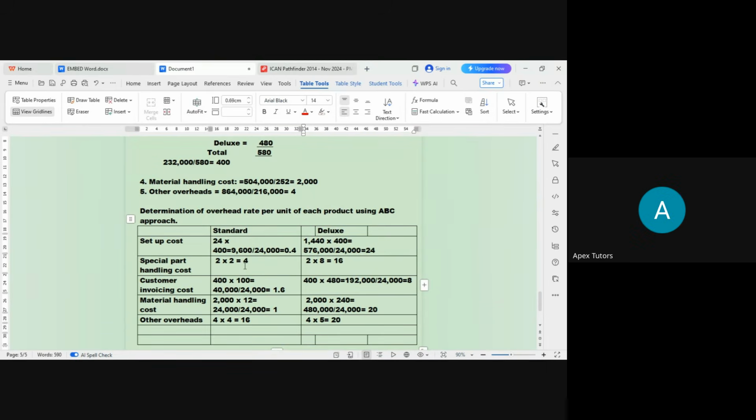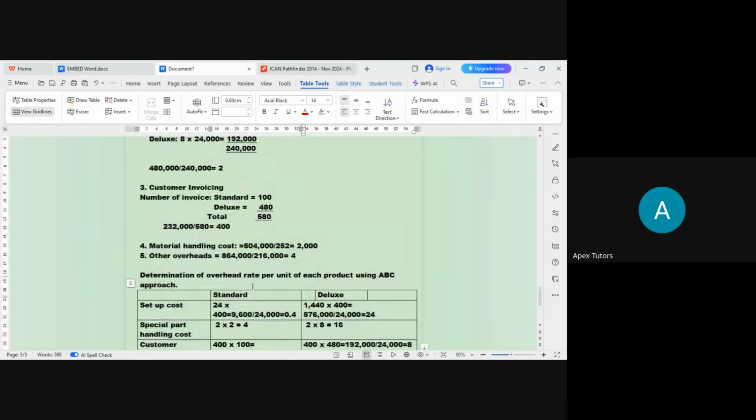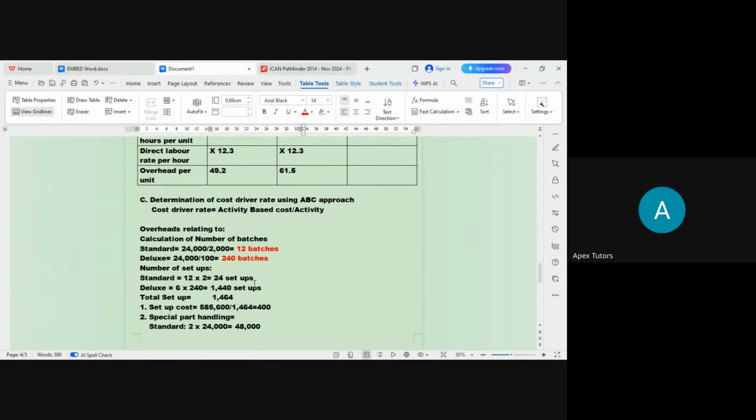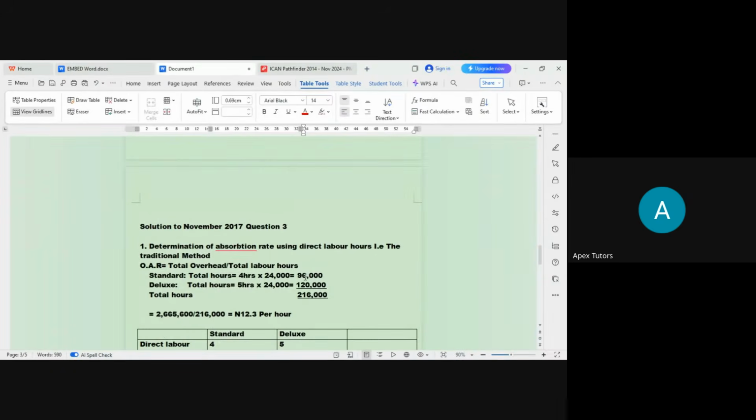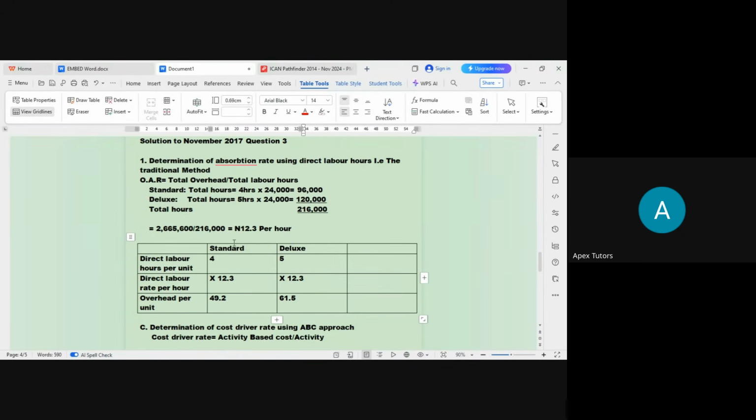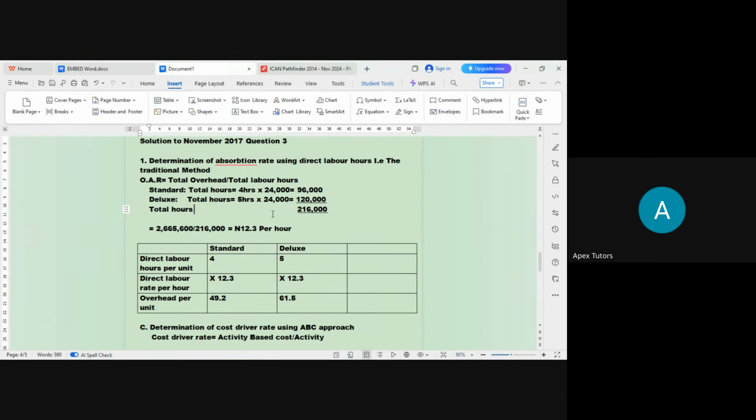Even after this class, please, before you solve the other question, still go through this one. Try and solve this one on your own. And when you solve this one on your own, you now go and solve the other one.